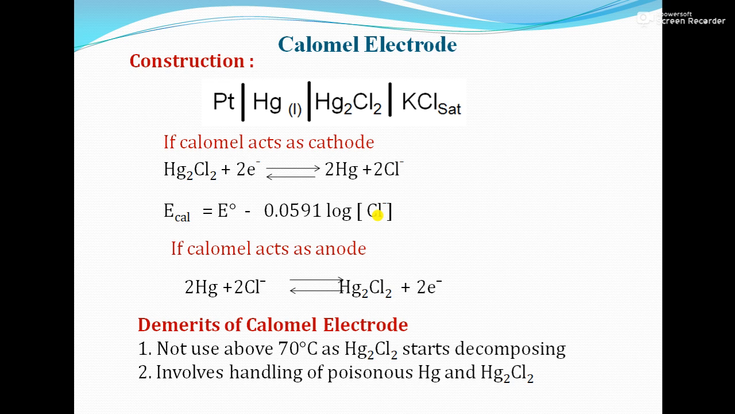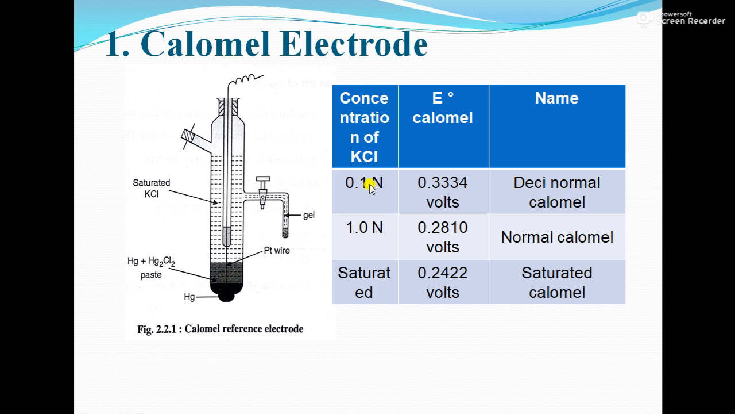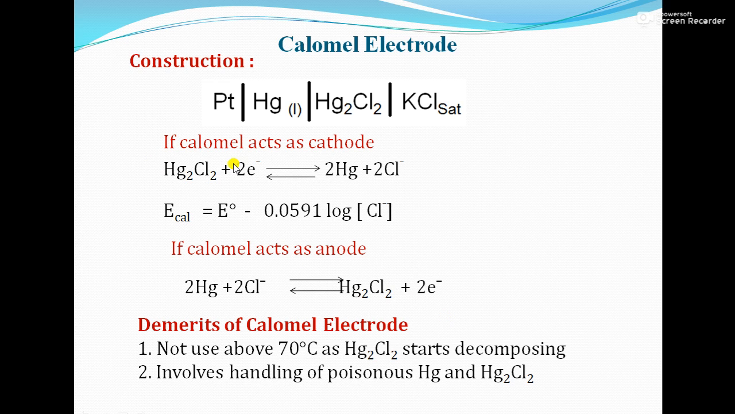Next is the construction of the calomel electrode: platinum, then mercury, then mercurous chloride, and then KCl. Generally, we are going to use saturated KCl solution. So you can see from this table, as the concentration of the KCl solution increases, the E0 value of that calomel electrode decreases. So if the calomel electrode is acting as a cathode, this is the reaction: Hg2Cl2 plus 2 electrons gives you 2 Hg plus 2 Cl minus.